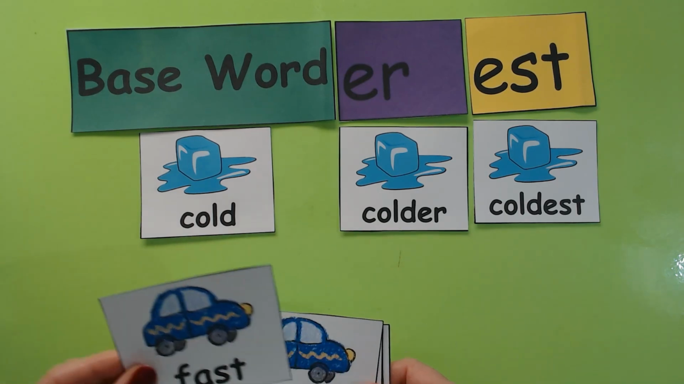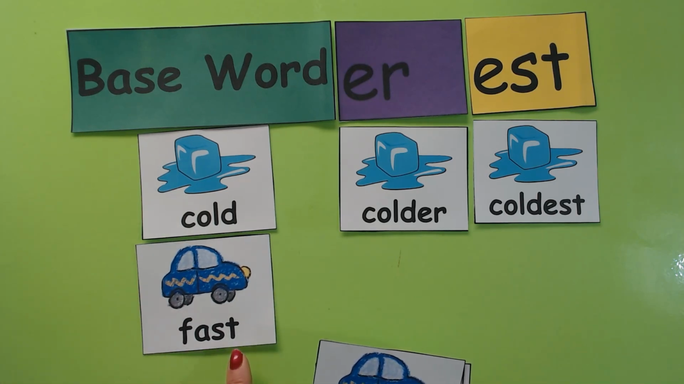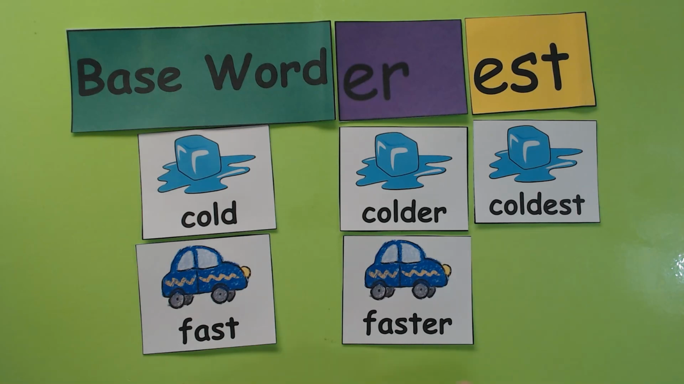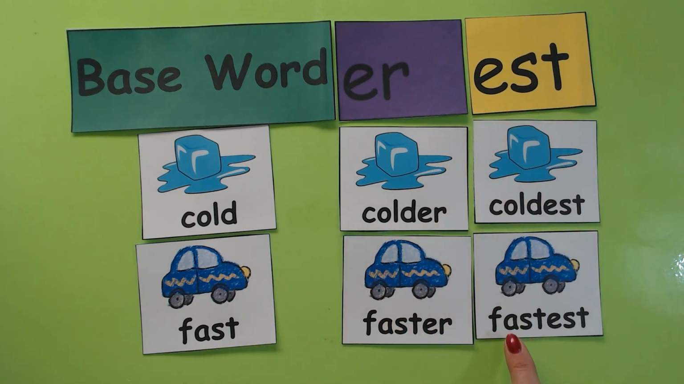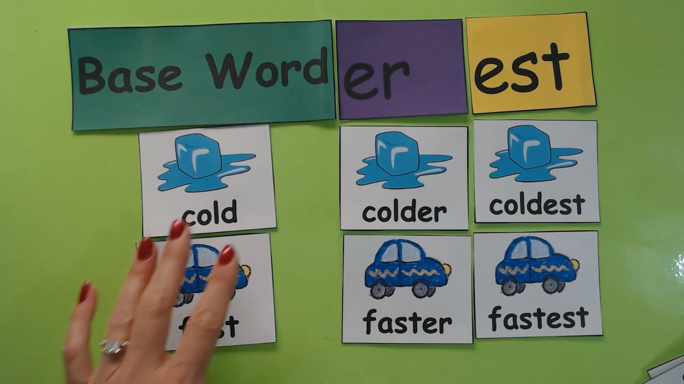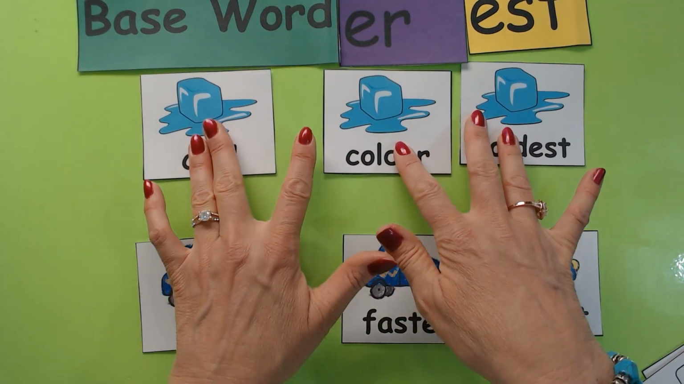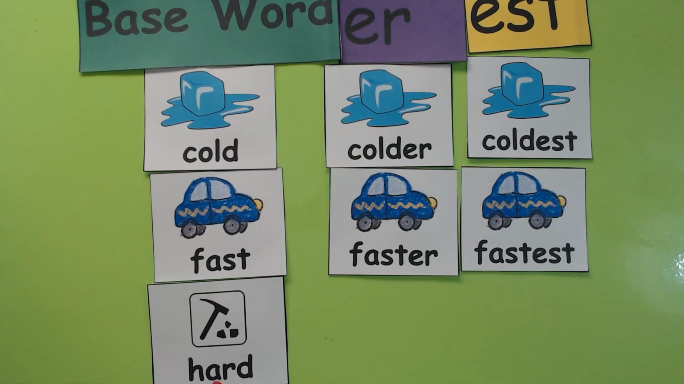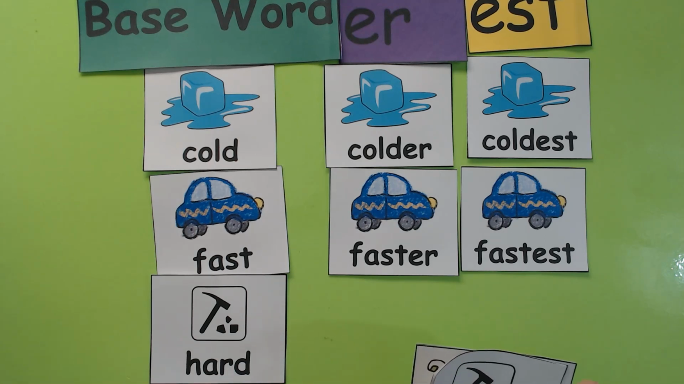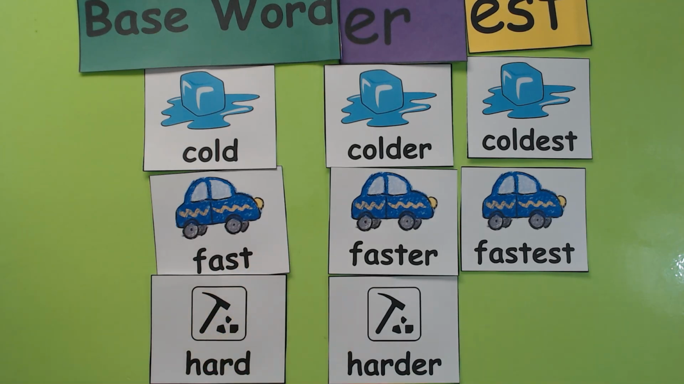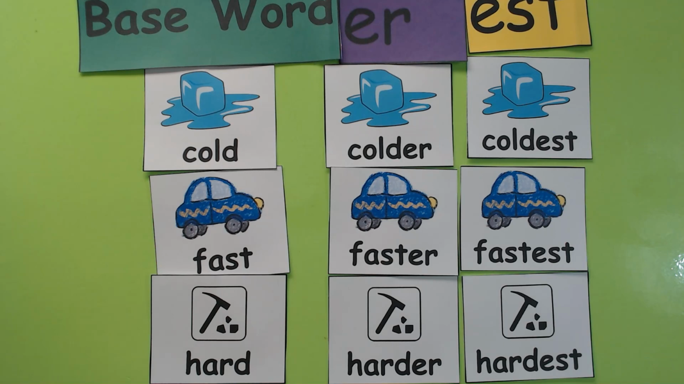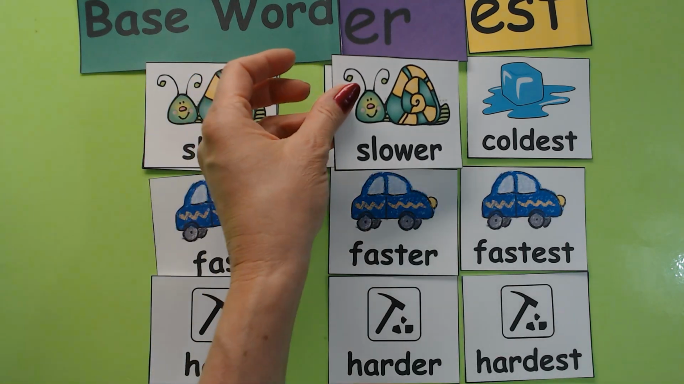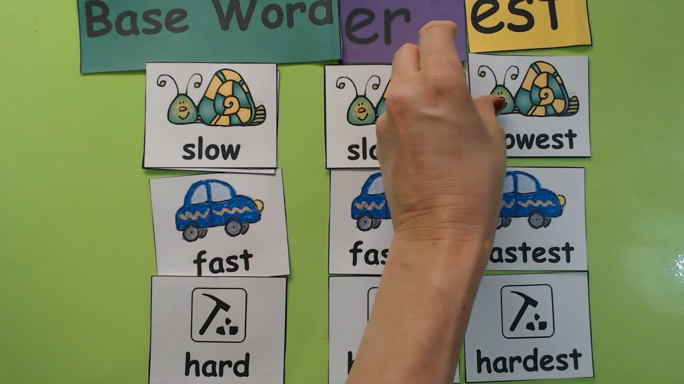Let's do that with these. Here's the word fast. We add an ER to it, and it says faster. We add an EST to it, and it says fastest. Let me move this up a little bit so that we can add another row. Let's do this again. Here's our base word hard. When we add an ER to it, harder and hardest. We'll do another set. This base word says slow. We add an ER, and it says slower. We add EST and it says slowest.